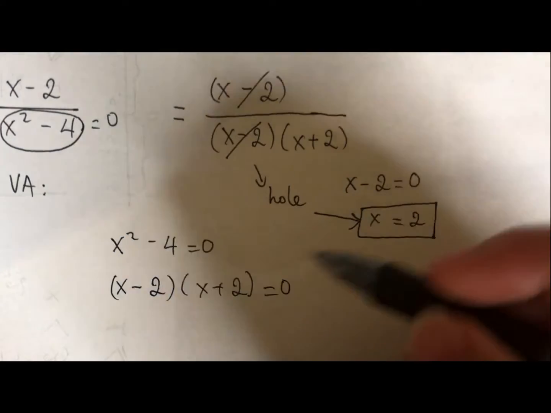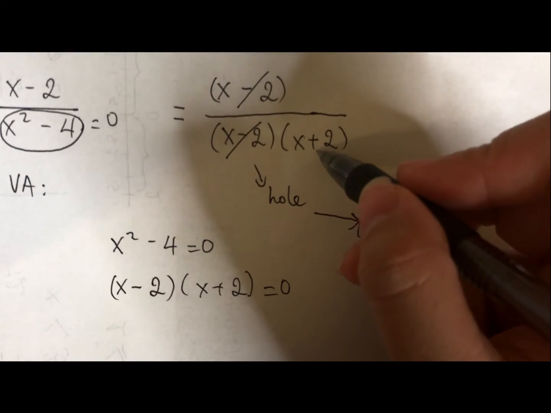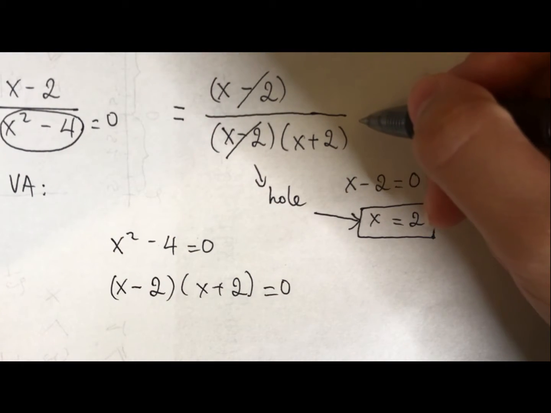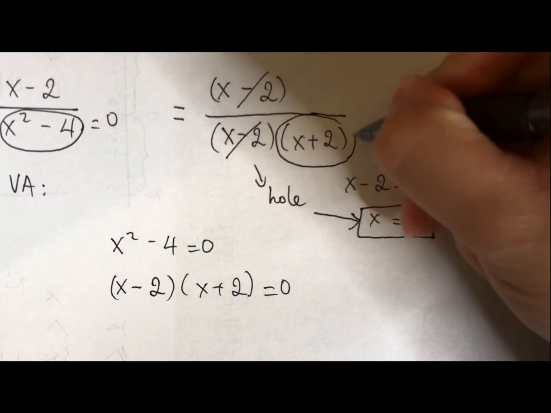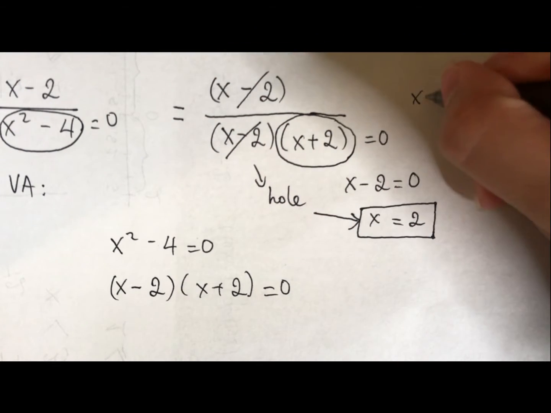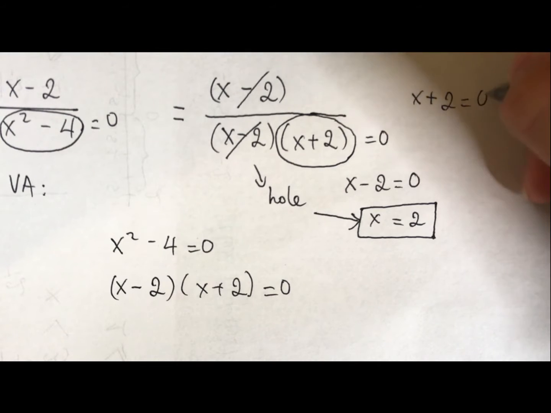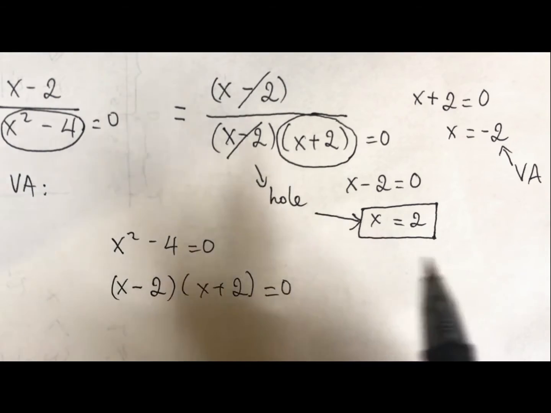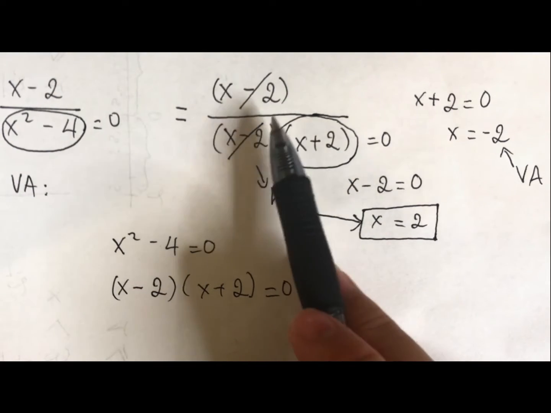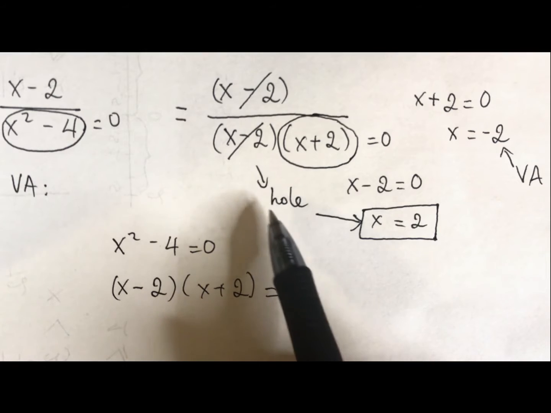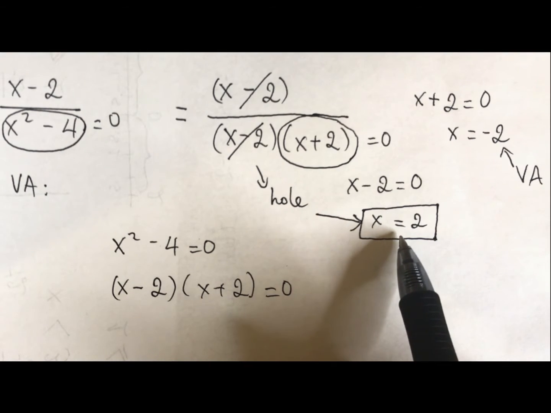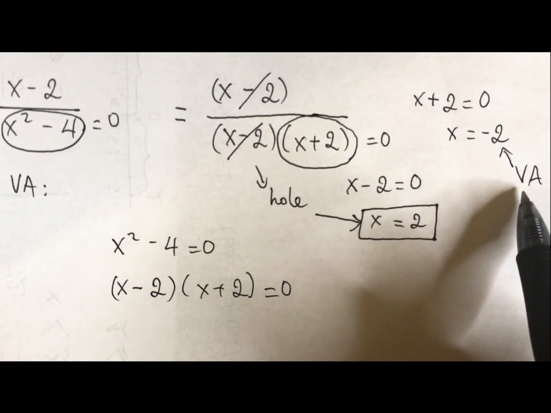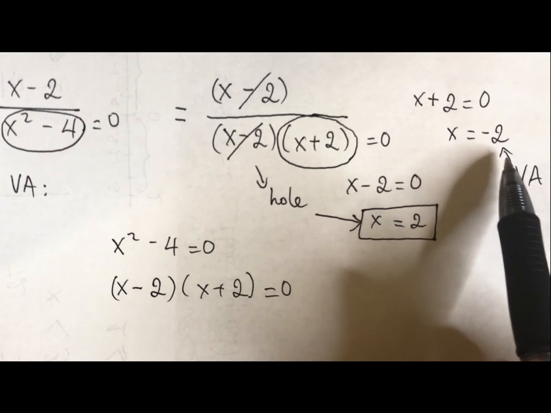So after this, we are left with only x plus 2 as your denominator. Now we are going to set that equal to 0. x plus 2 equals 0. So x is just negative 2. This is your vertical asymptote. So in this scenario, even though you have two factors in the bottom, one of them cancels with the one on top, which results in a hole at x equals 2. The other one results in a vertical asymptote at x equals negative 2.